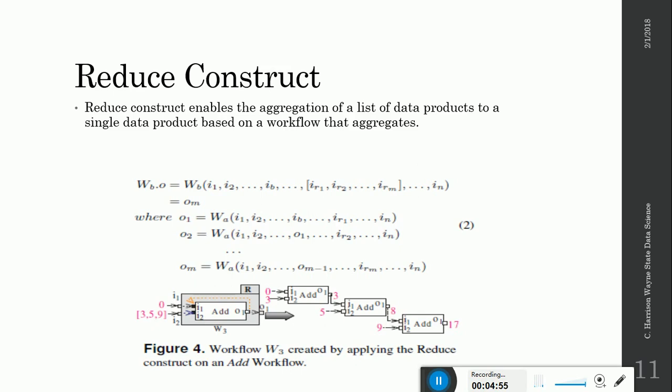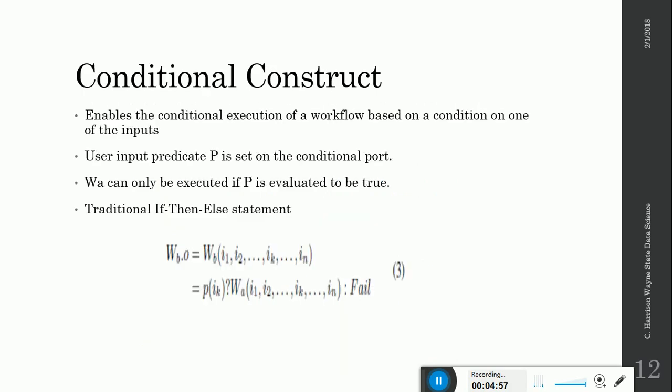Conditional construct. It enables the conditional execution of a workflow based on a condition on one of the inputs. The user predicate P is set on the conditional port. WA can only be executed if P is evaluated to be true. This is typically looked at as a traditional if-then-else statement. And so you can see at the bottom predicate P, and we have a fail on the conditional port.